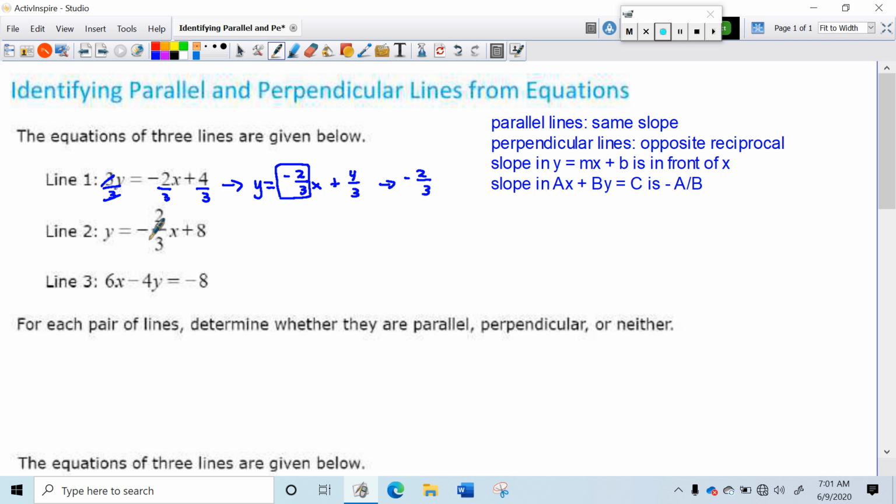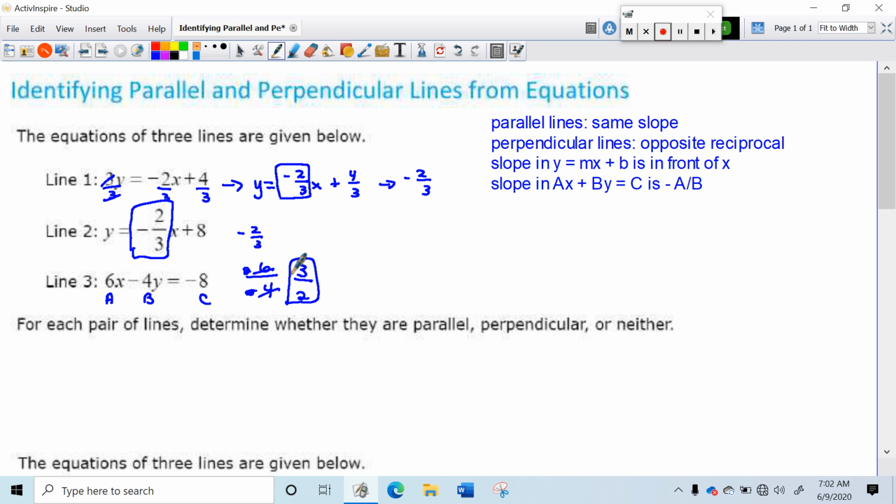And line 2, y is already by itself, so the slope is in front of x, negative 2/3. And line 3, x and y are on the same side. So when that happens, you have a, b, and c. So the slope is the opposite of a. So the opposite of positive 6 is negative 6 over b, which is negative 4. The negatives cancel. These are even numbers, so cut them in half. Half of 6 is 3. Half of 4 is 2.